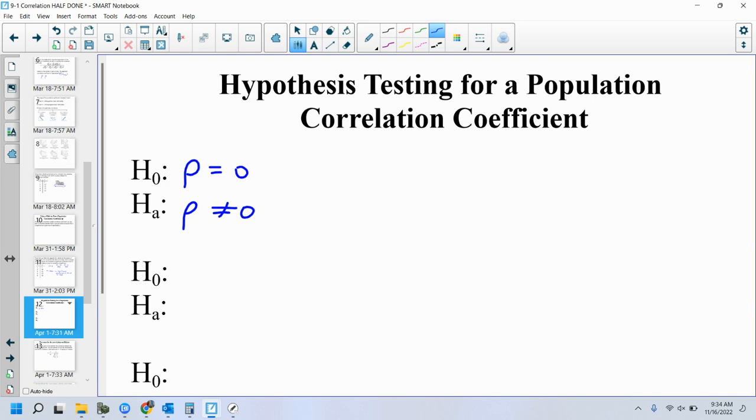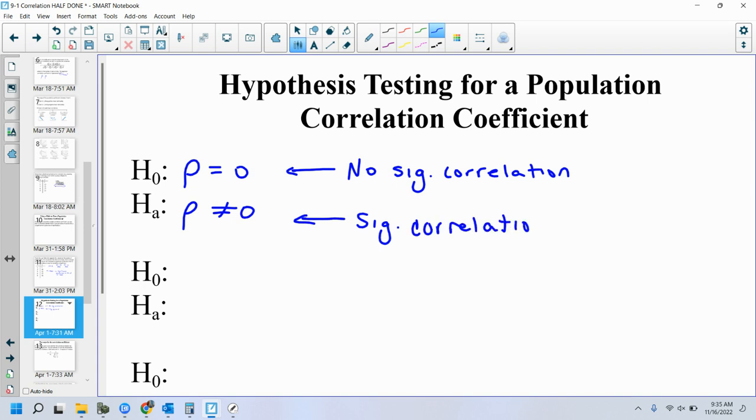So what is this saying? If rho is zero, that's saying that there is no significant correlation, right? If we can reject that null, we reject the statement that there is no significant correlation, which means that there is a significant correlation. Do we know positive or negative? No. But all we're saying is that there is a significant correlation in the population correlation coefficient.